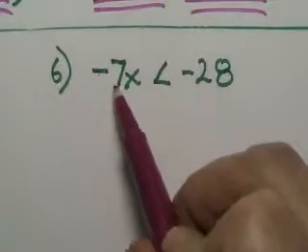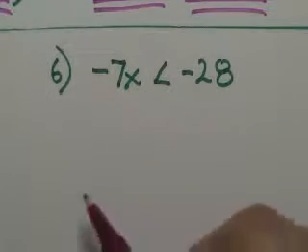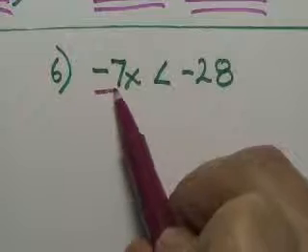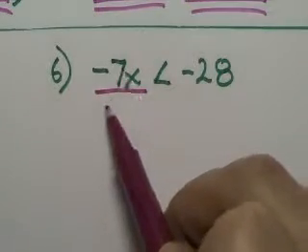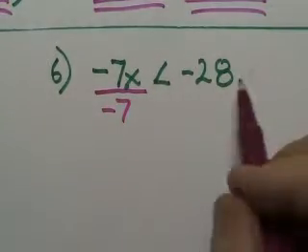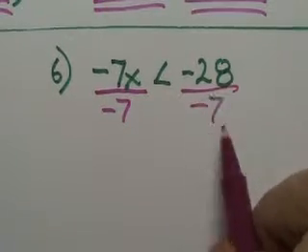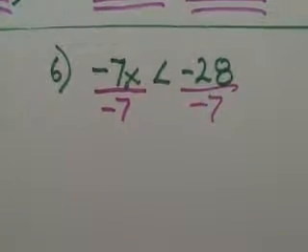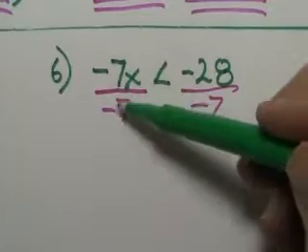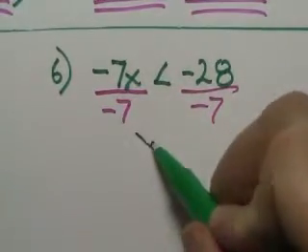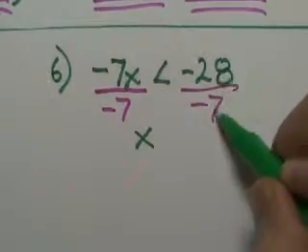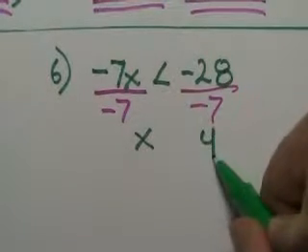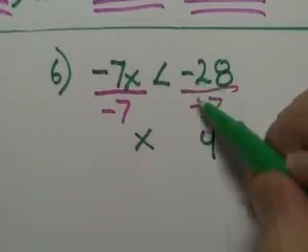Okay, I have -7 times x. So to get rid of the times, you have to do the opposite. You have to divide. To get rid of the -7, divide by -7. Must do that to both sides. So that reduces to 1. 1 times x is x. And 7 goes into 28 4 times. Only this time the negatives cancel.